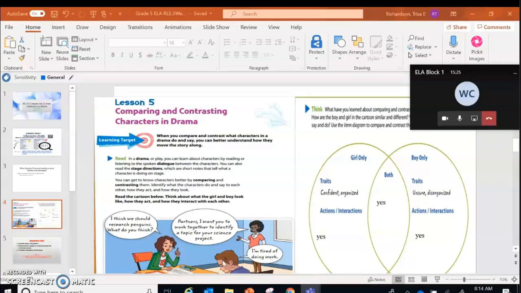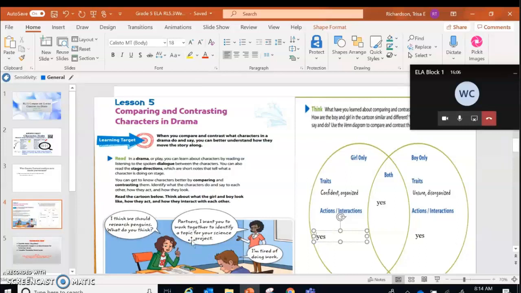Now, based upon what you see, some of this information is pre-filled in. The girl, they describe her as confident and organized, right? And in comparison, they describe the boy as unsure and disorganized. So let's look at the little girl. Why do you think that they describe her as confident and organized? When we do that, we can focus on things that she's either saying or doing that supports that. What do you all notice within this picture here that would make you think, she's a pretty confident student?